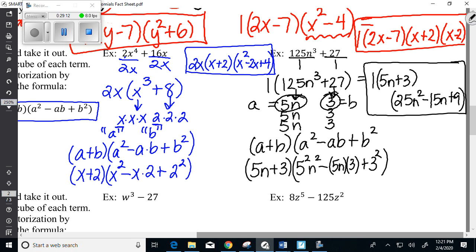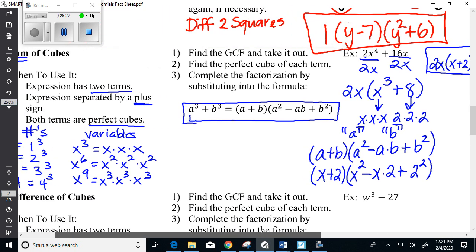So again, a little bit more work involved. So pay attention to what you're doing. Take that extra bit of time so that you can see what's going on. That's sum of cubes.